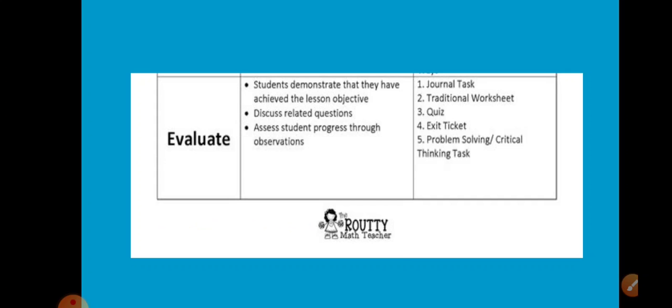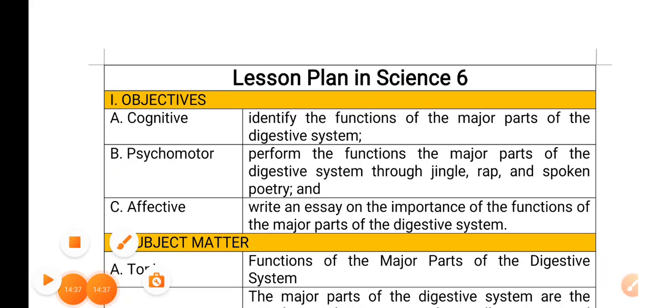And now, let me show you an example of a 5E lesson plan. Okay, so we have now an example of a 5E lesson plan. This is a semi-detailed lesson plan. So of course, when we talk about semi-detailed, there will be no students activity, more on teacher's activity na po tayo.